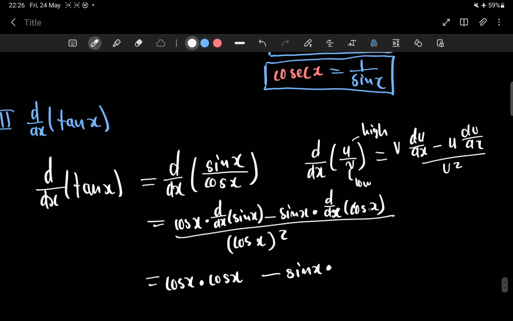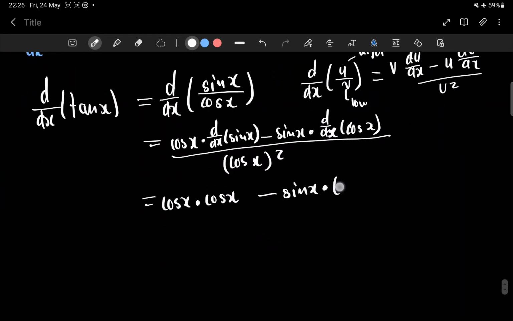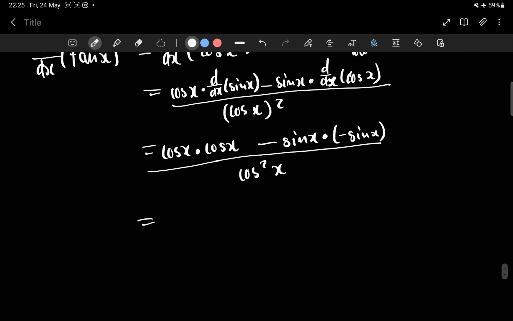Now we want the derivative of cos x. What's the derivative of cos? Negative sine. So it'll be sine x times negative sine x, over, we square the bottom, cos x squared, which is cos squared x. So this is going to be cos x times cos x, which is cos squared x, minus sine x times minus sine x. Minus times minus becomes plus, sine x times sine x is sine squared x, because when you multiply negative times negative, you get positive. The signs are the same. So it will be over cos squared x.